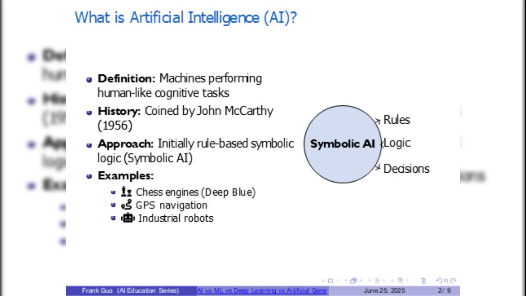These systems are excellent at structured tasks, but they fall short in real-world ambiguity. They can't recognize a face, interpret sarcasm, or adapt to unexpected inputs. That limitation is what led to the rise of machine learning.